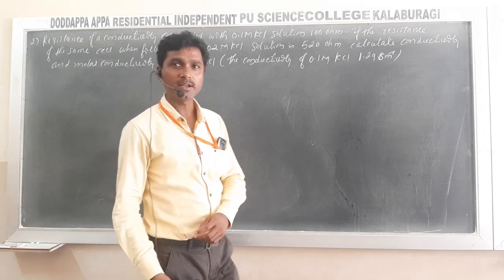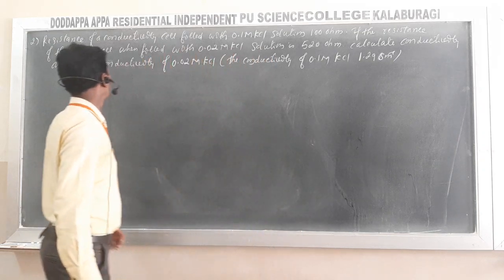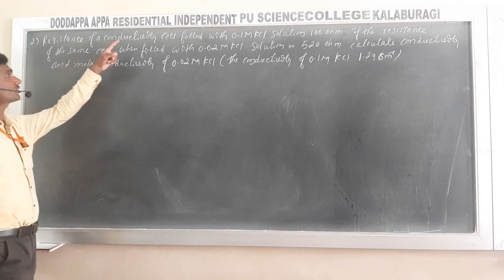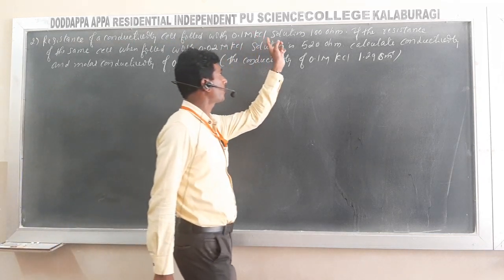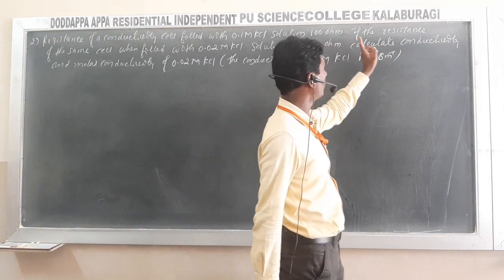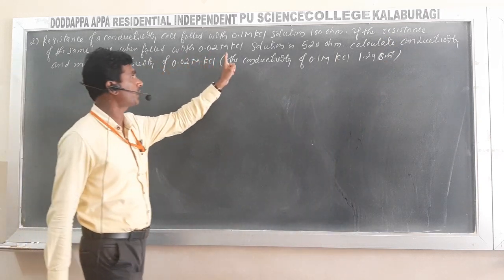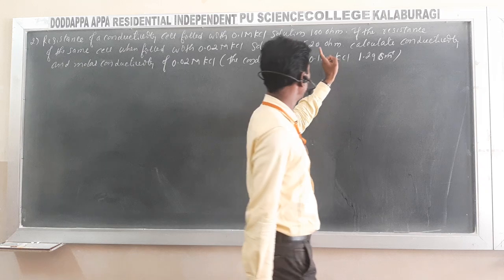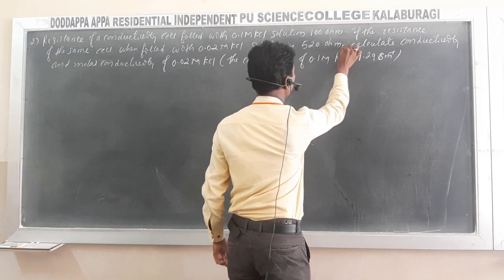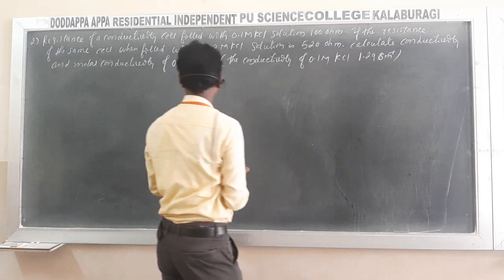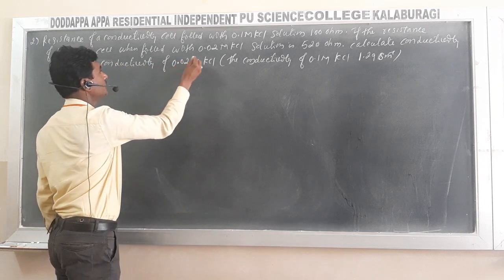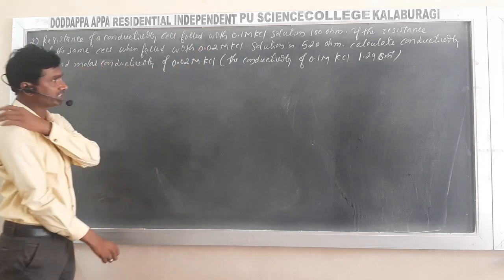Electrochemistry, part 5. The problem is a continuation. The resistance of a conductivity cell filled with 0.1 M KCl solution is 100 ohm. If the resistance of the same cell when filled with 0.02 M KCl solution is 520 ohm, calculate the conductivity and molar conductivity of 0.02 M KCl.